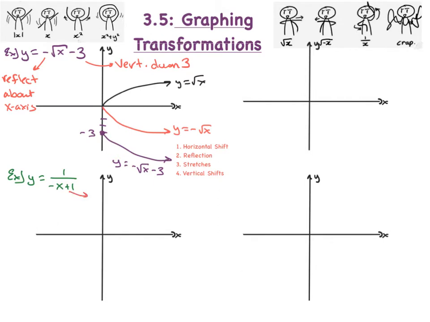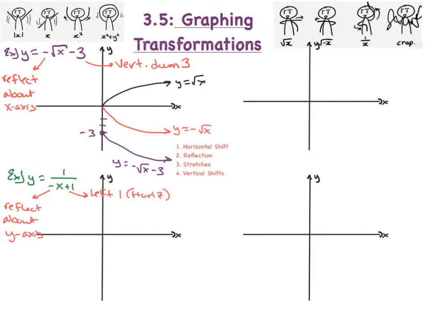So we are going to move left 1, that's our horizontal shift. And that negative is right there next to the x, so that will reflect. Right next to the x changes the x values, so it's going to reflect it around the y-axis. Reflects about the y-axis. Okay, so according to our steps, we have to do our horizontal shift first.